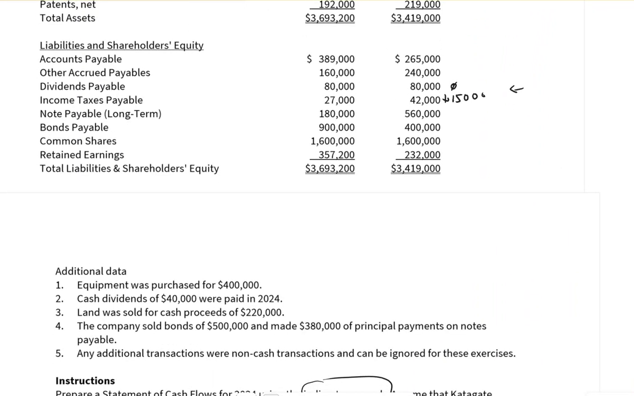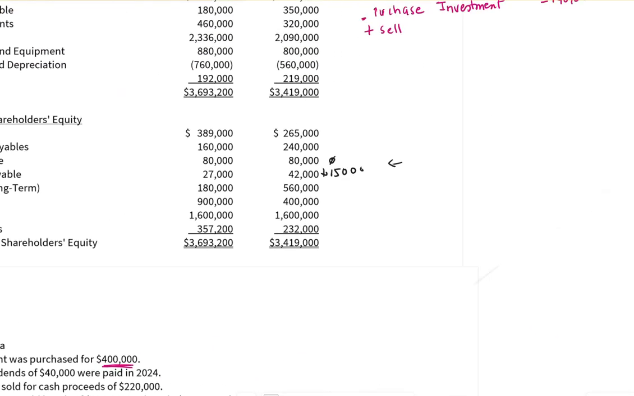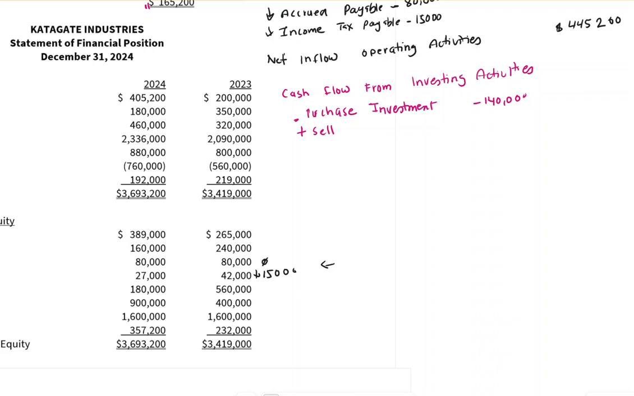So they said that we purchased equipment for 400,000. If they give you the word, then we just take it, and we know what we're doing. If you purchase it, it's 400,000, and it is a negative number. So let's do purchase of equipment.